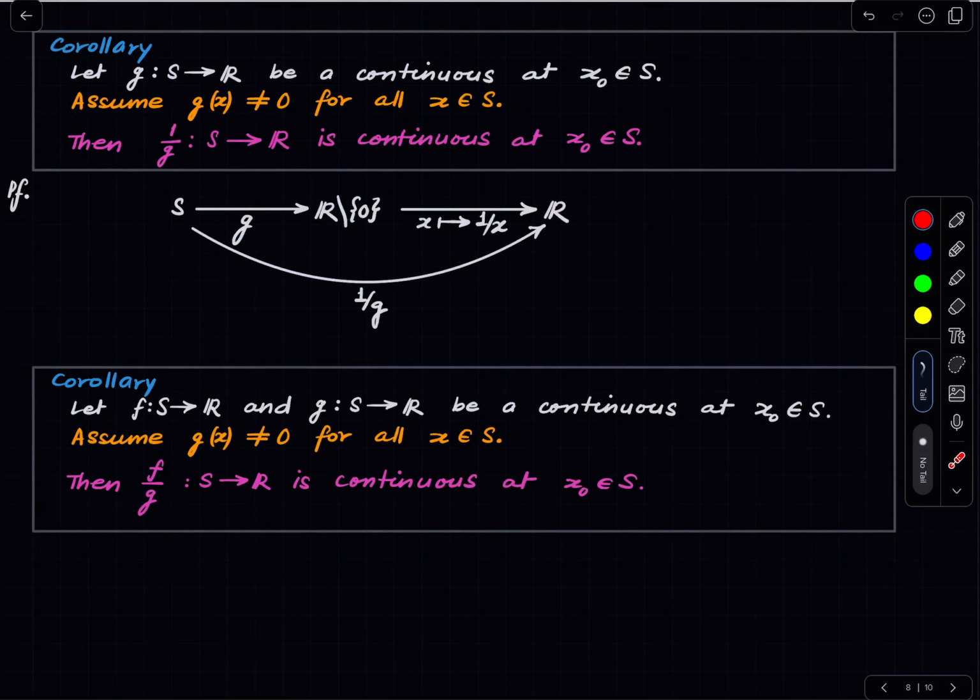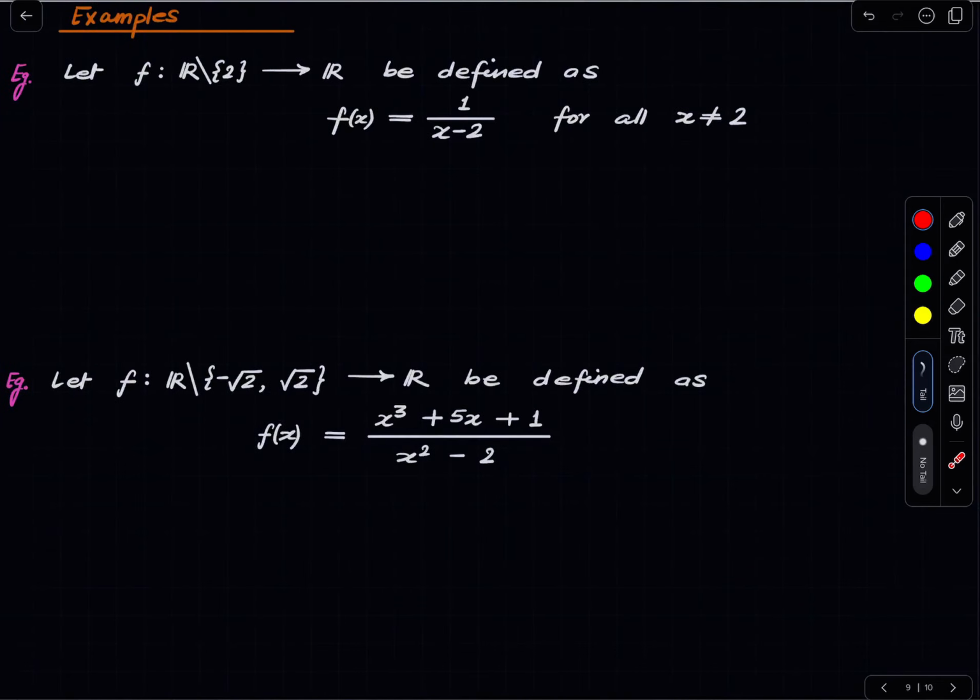Let's proceed if there is more. Let's see some examples. We have a function from the punctured reals to reals defined as follows. f(x) takes the value 1 upon x minus 2 for all x not equal to 2. So for each point in the domain, this is the recipe via which it is defined. It is well defined because x is never allowed to be 2.